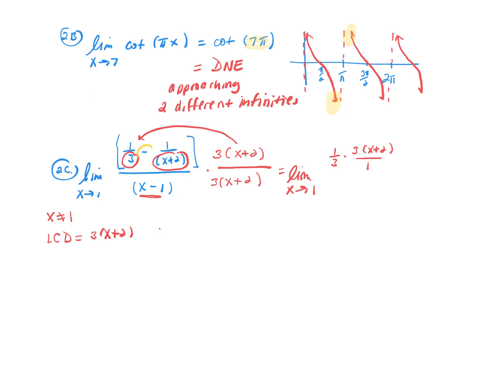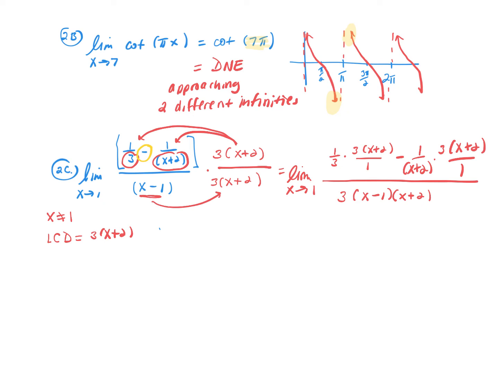Watch out for this minus sign. Don't lose it in there. So we want minus, and then we want to take our fraction 1 over x plus 2 times our LCD, 3 times x plus 2 over 1. So I'm taking the LCD times both fractions. In that denominator, put it all over 3 times x minus 1 times x plus 2. So we're multiplying these together, but do not distribute. You can, but you're really just making more work for yourself.